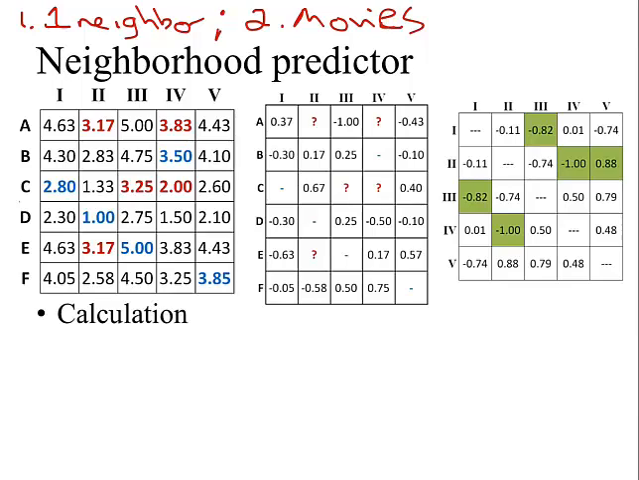So the equation for the neighborhood predictor is as follows. We want to take the baseline rating, and we want to add something having to do with this correlation. It turns out that from the correlation values, what we really need to know is the sign of the correlation. Basically, we want to take the baseline and we want to either add or subtract the nearest neighbor's error.